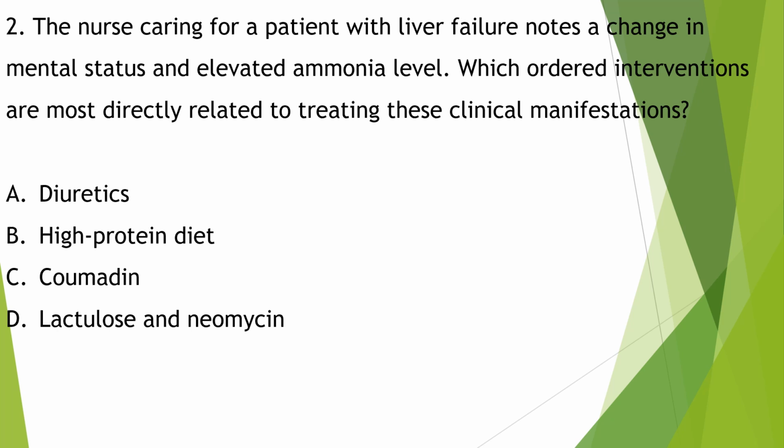Interventions to decrease the buildup of ammonia in the body include laxatives and antibiotic therapy. So lactulose and neomycin. The antibiotic neomycin helps decrease the amount of bacteria and the laxative helps remove the toxins from the body. Protein restricted diets are important with liver failure. Diuretics are used in liver failure for fluid overload, not because of increased ammonia levels. And Coumadin is a blood thinning agent not utilized in a patient for elevated ammonia levels.